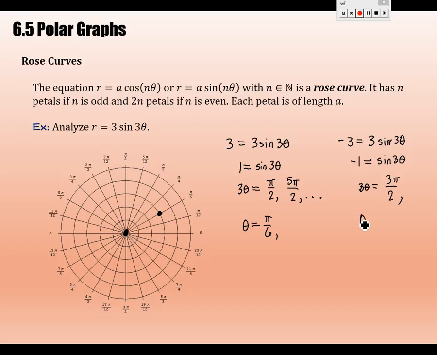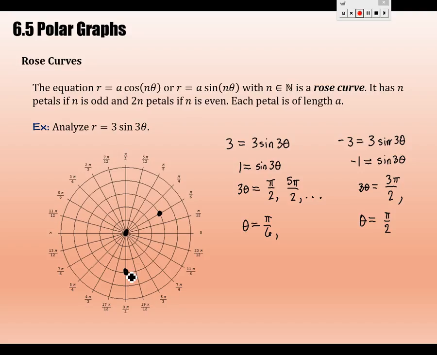What's over here? This is 3 pi over, well, no, it's just pi over 2, right? But that's a negative 3. So that's down here, in the pi over 2 direction, but now down here, negative 3. Interesting. We should keep going in these lists, though, shouldn't we? I mean, there are other petals.